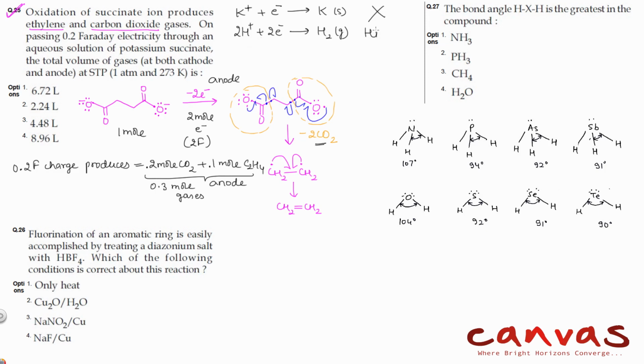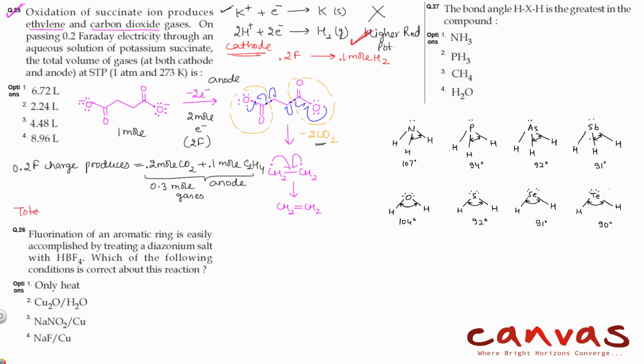This reaction has a higher reduction potential because its reduction potential is 0, standard hydrogen electrode. But for alkali metals, the reduction potentials are negative. So since this has a higher reduction potential, this is going to take place. So at cathode, 2 mole electrons will generate 1 mole H2, means 2 Faraday will generate 1 mole H2. So 0.2 Faraday will generate 0.1 mole H2. So 0.1 mole H2 is produced at cathode, 0.3 mole gases are produced at anode.